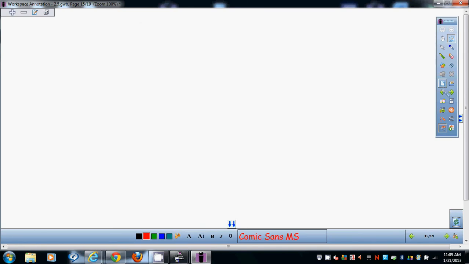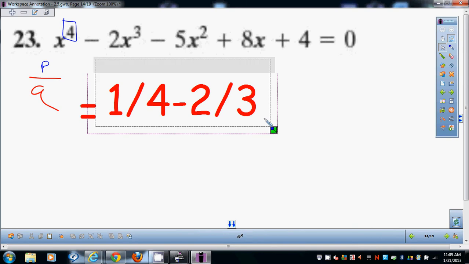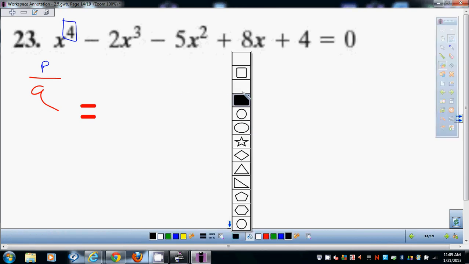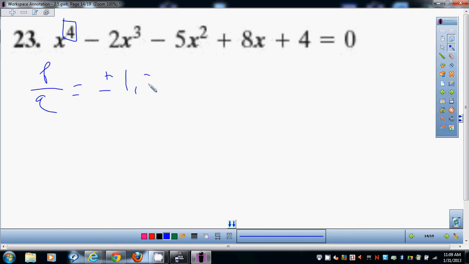Okay. P over Q: plus or minus 1, 2, and 4. So, let's try 1. 1, -2, -5, 8, and 4. 1, 1, -1, -1, -6, -6, 2, and it's not going to work. Sad face. So, you want me to try number 4? Number 4.